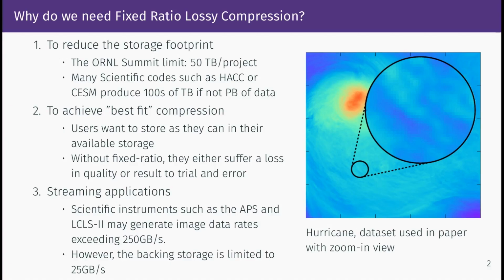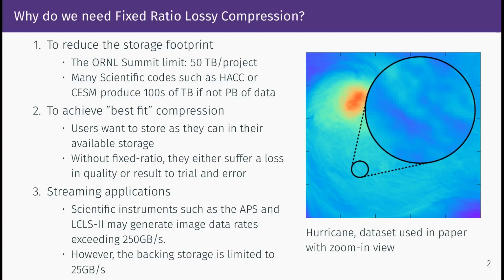So in such a situation, scientists need to be able to reduce their data such that it fits within their budgeted amount of storage. Second of all, they may want to achieve best fit compression. So the users have a certain amount of storage that they have in mind, and they want to compress the data as much as they can subject to their available storage. Without fixed ratio compression, this is actually quite a tedious process. And we'll talk a little bit more in a moment as to why.